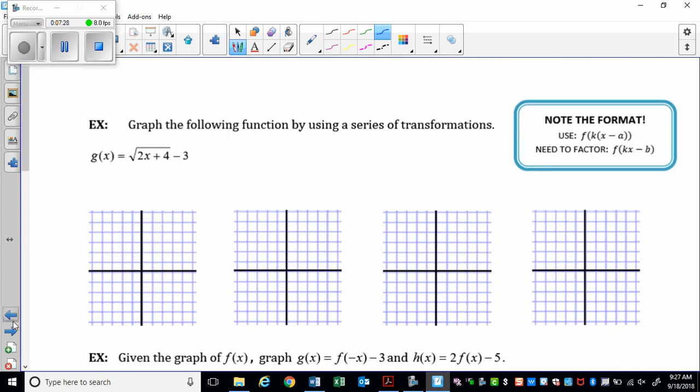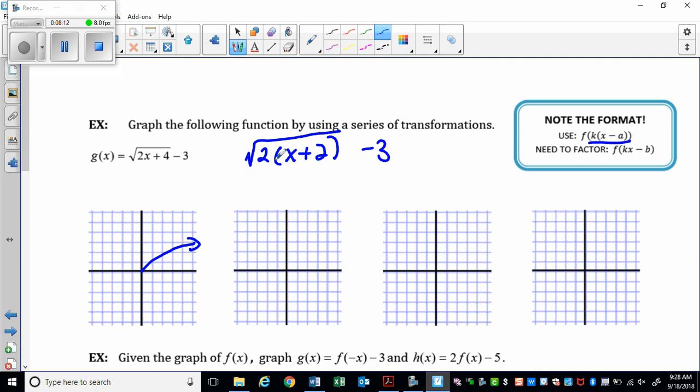All right, guys, I will show you this one, and then I want you guys to try one. So we have 2x plus 4 and then minus 3 on the outside. We have to remember that we have to factor out anything in front of that x if we can. So this is going to be the square root of 2 parentheses x plus 2, and then outside of that square root is minus 3, right? So we know that the square root of x just kind of looks like this. This is my normal function. We factored out a k.